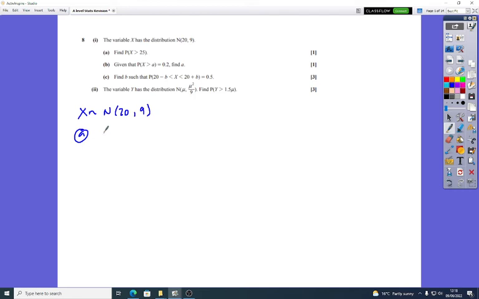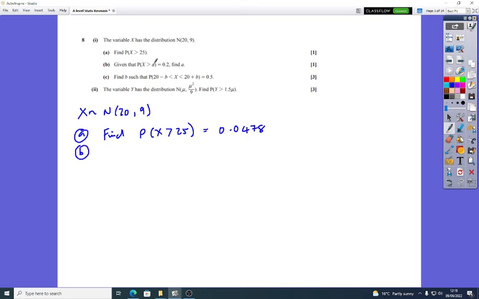It says find the probability of x is greater than 25, and if you just type it straight in using the menu 7 function, you should get the answer 0.0478.